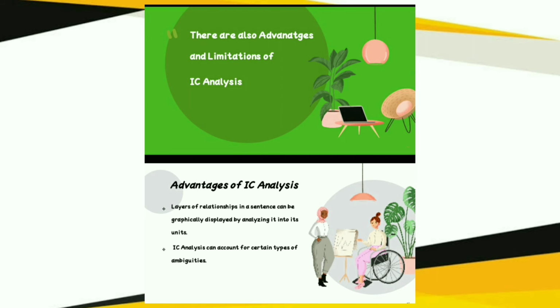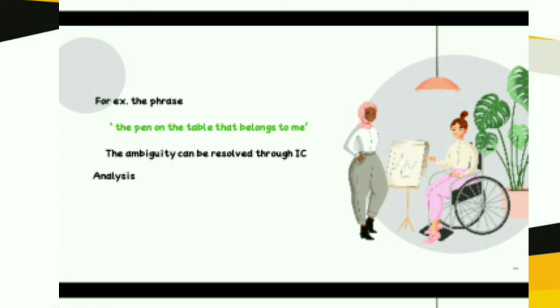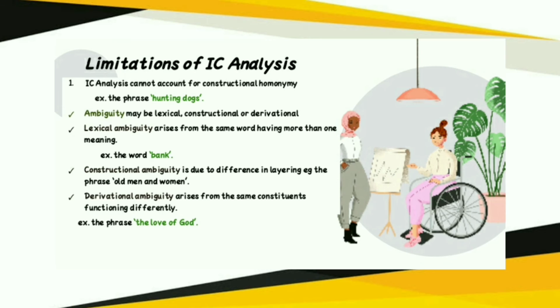So the advantages of IC analysis is layers of relationship in a sentence can be graphically displayed by analyzing it into its units. For example, the phrase, "the pen on the table that belongs to me," the ambiguity can be resolved through IC analysis. Limitations of IC analysis. First is, IC analysis cannot account for constructional homonym.